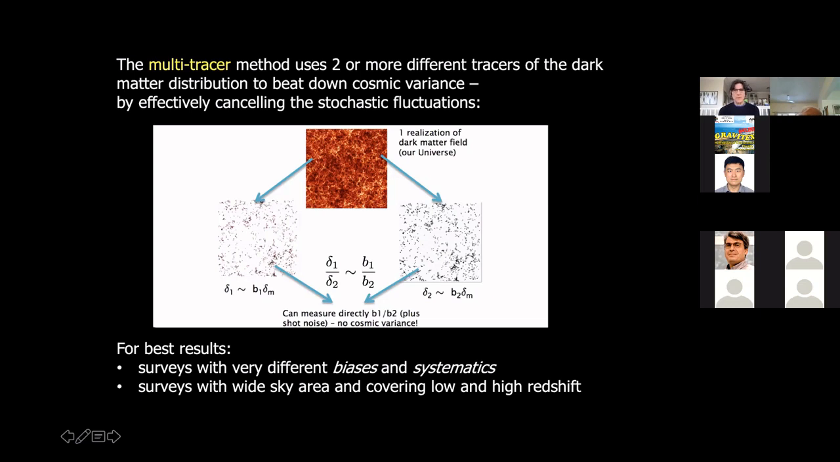And the best results can be obtained if you choose surveys with the most different possible biases. B1 and B2 should be as different as possible. And also with different systematics, because you're going to cross-correlate these signals. We don't just divide them, we actually cross-correlate them and combine that with the autocorrelations. So you want different systematics as well to extract maximum advantage from this multi-tracer method. And of course, you would like wide sky areas and wide sky area overlaps between these surveys, and you would also like to cover high and low redshift so that you can cover the transition from matter domination to dark energy domination.